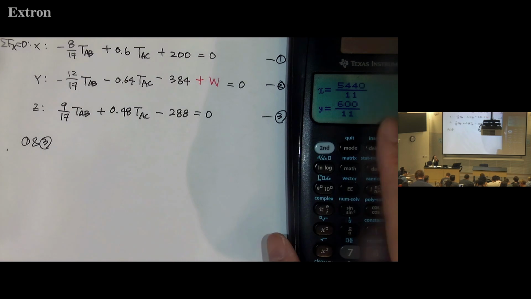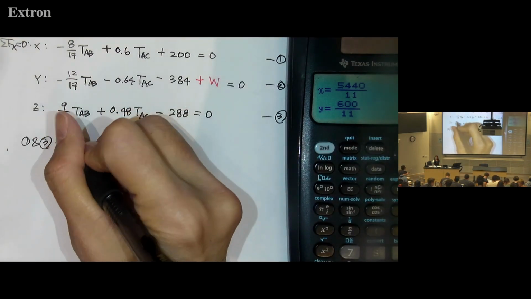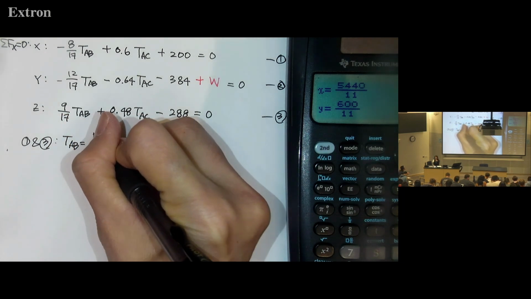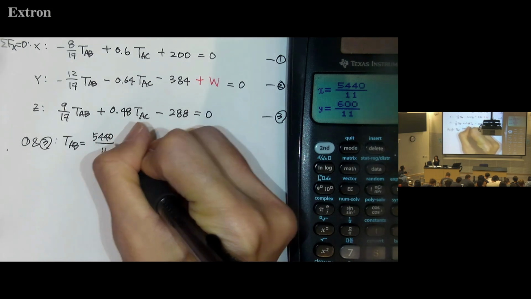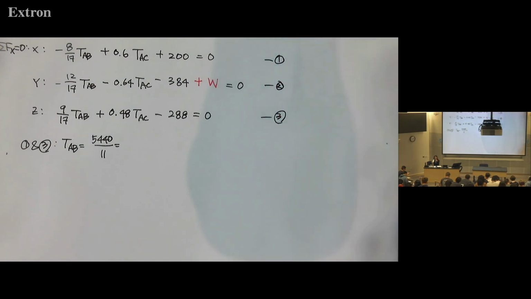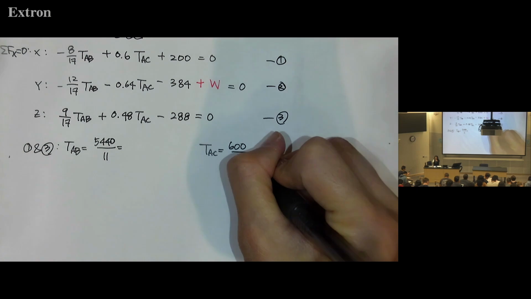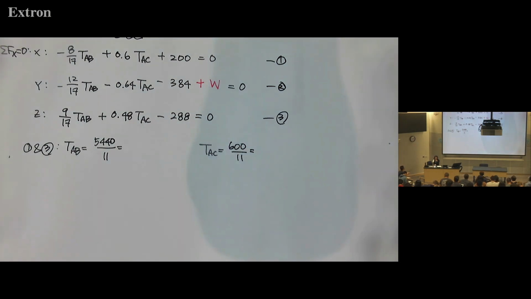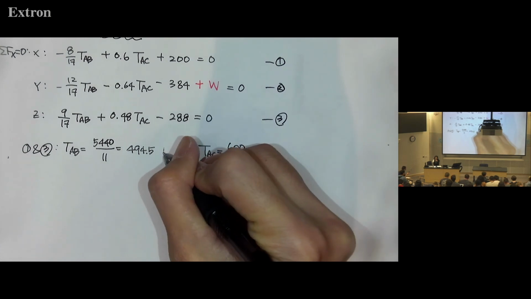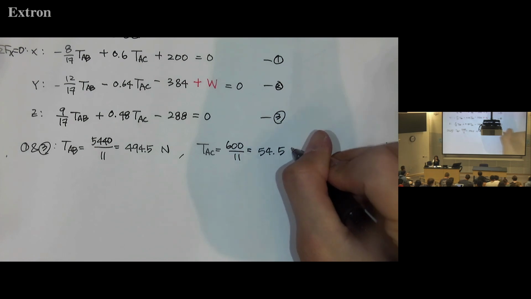Okay, so I fixed my problem and then I got this. So TAB is 5,440 over 11. And then TAC here is 600 over 11. Right, and then if you calculate this, it's 494.5. And then this, 54.5 Newton.